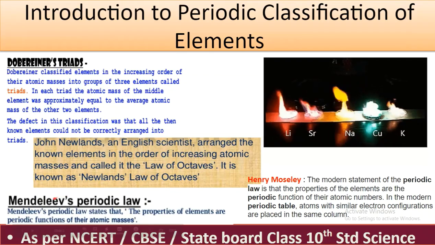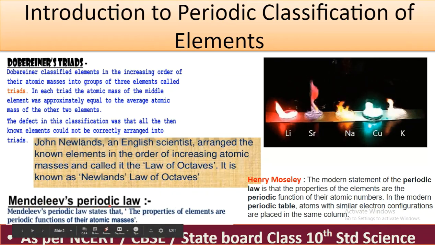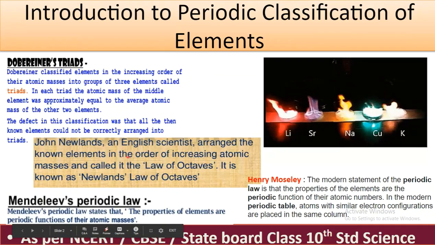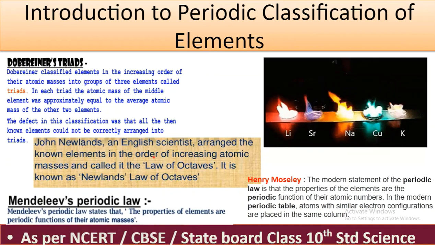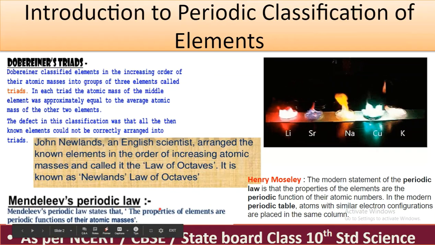And then came the next theory, Mendeleev's periodic law, by Dmitri Mendeleev. Mendeleev's periodic law said that the properties of elements are a periodic function of their atomic masses. He also followed the same rule, arranging elements on the basis of increasing atomic masses. But again, this theory also became not feasible.